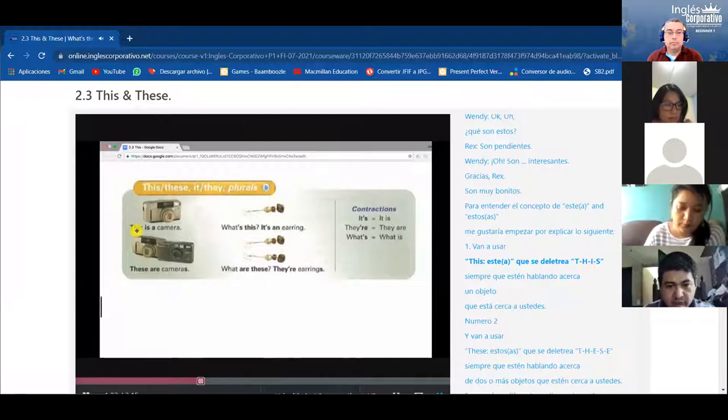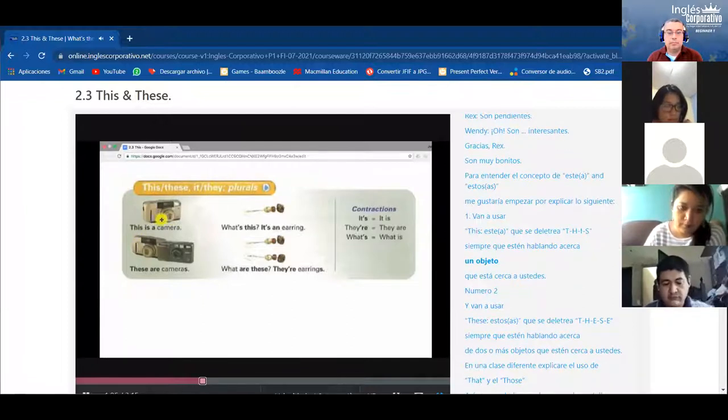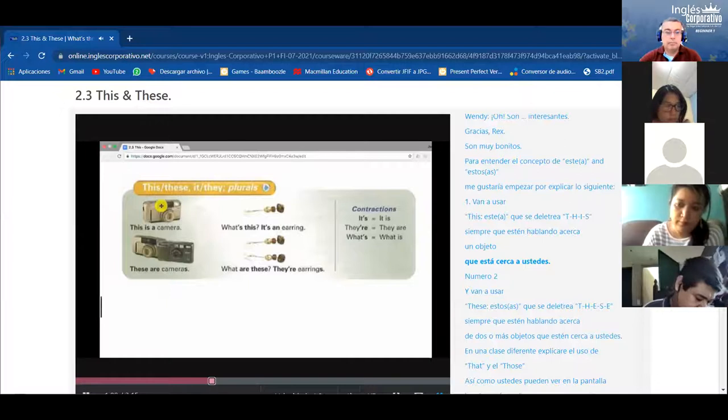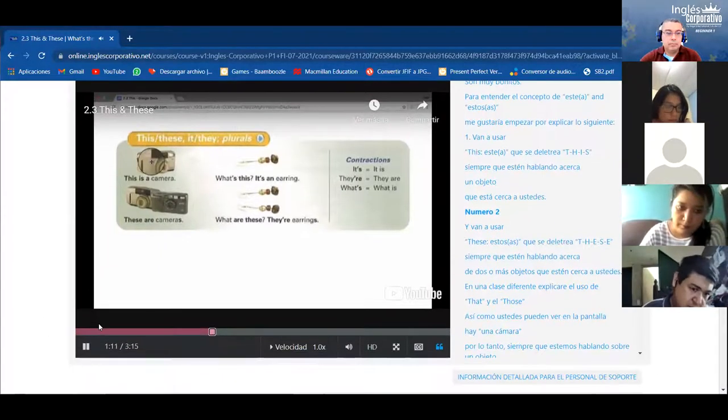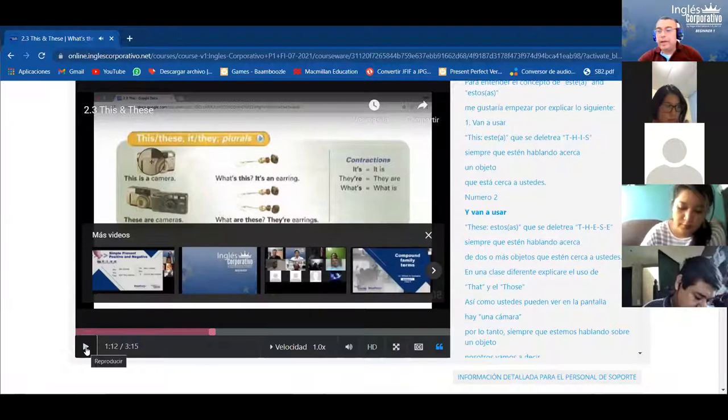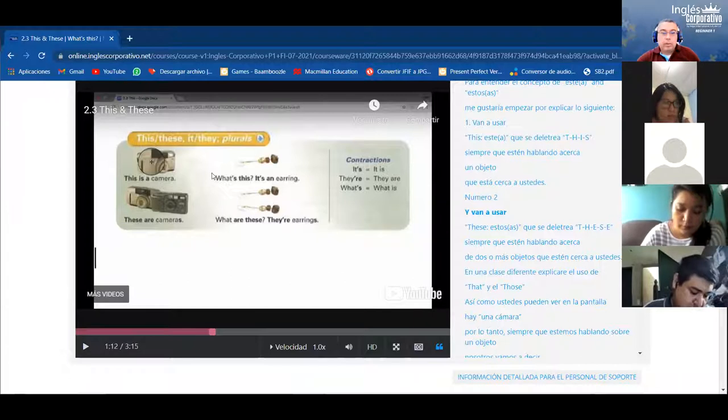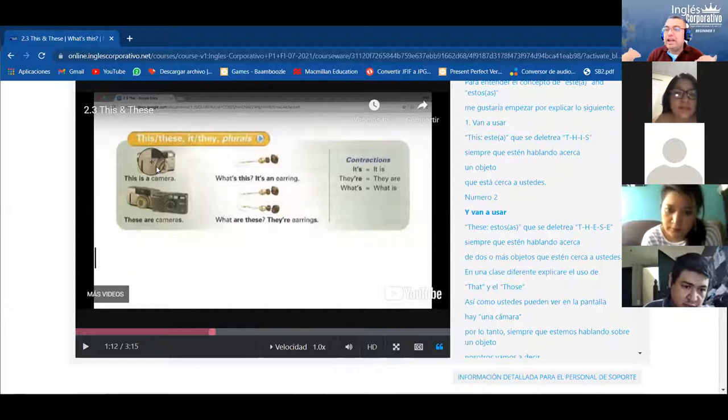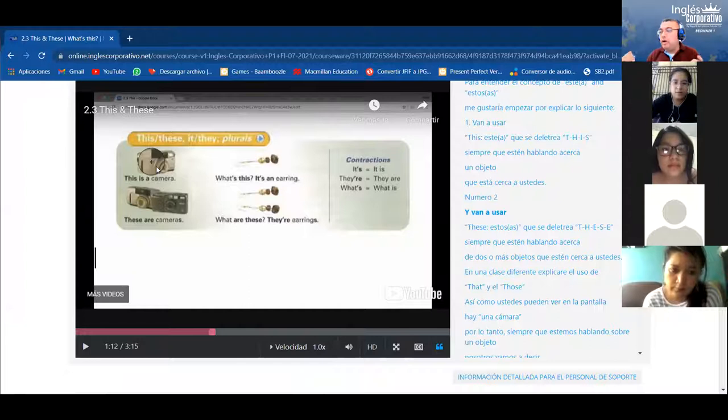T-H-I-S, whenever you're talking about one object which is near you. Number two, you're going... Okay, I'm just going to pause right there. Voy a pausar. This, como dijo ahí, this, when we talk about something that is near, what is near? ¿Qué significa near? Cerca. Very good. Near. Remember, que está cerca y es singular. It's close or near and it's singular. Ahí utilizamos el this. This.